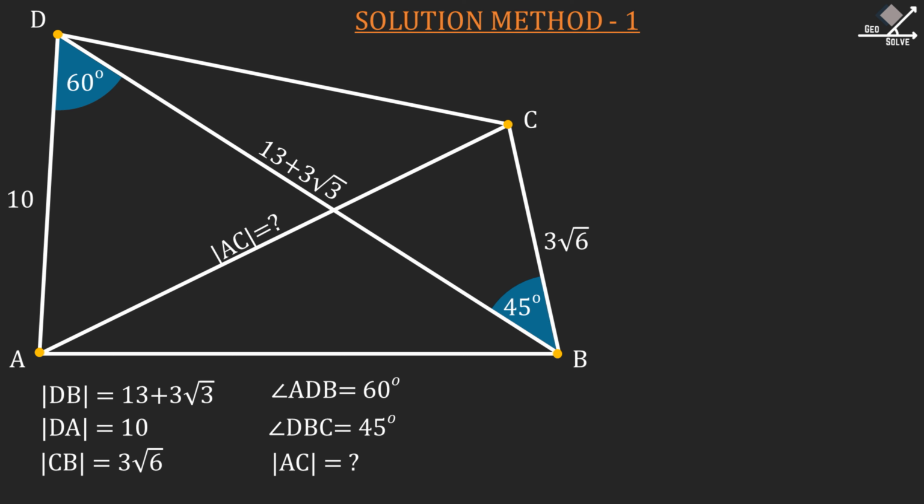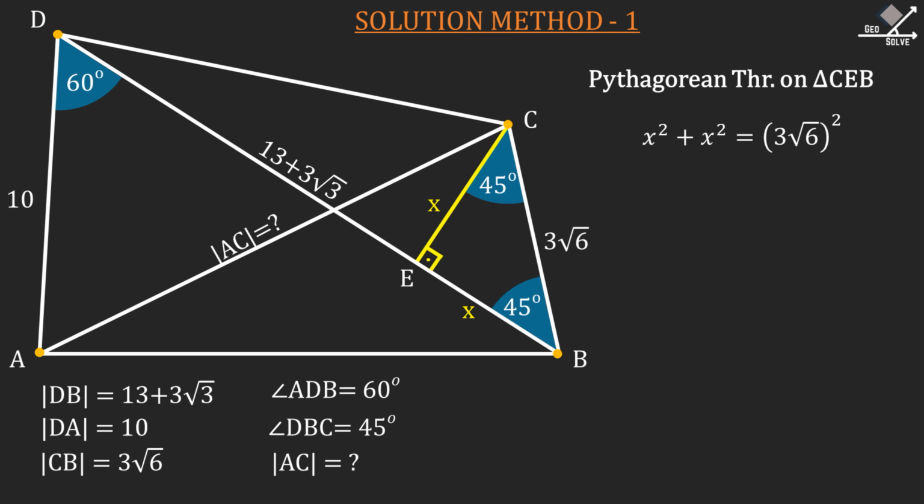First, let's draw a perpendicular line from point C to line segment DB, and let's call the intersection point E. Then, since triangle CEB is a right angled triangle, angle ECB will be 45 degrees. Since this is an isosceles triangle, let's call its equal sides x. Then, using Pythagorean theorem, we can write the following equation. Solving this equation, we can find x equals 3 times square root of 3.